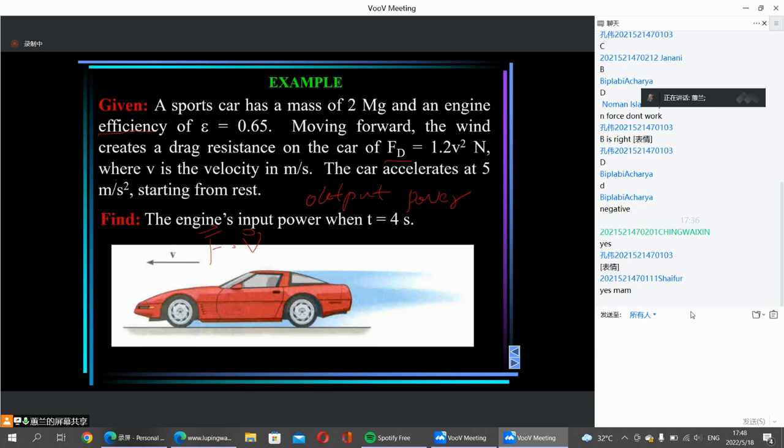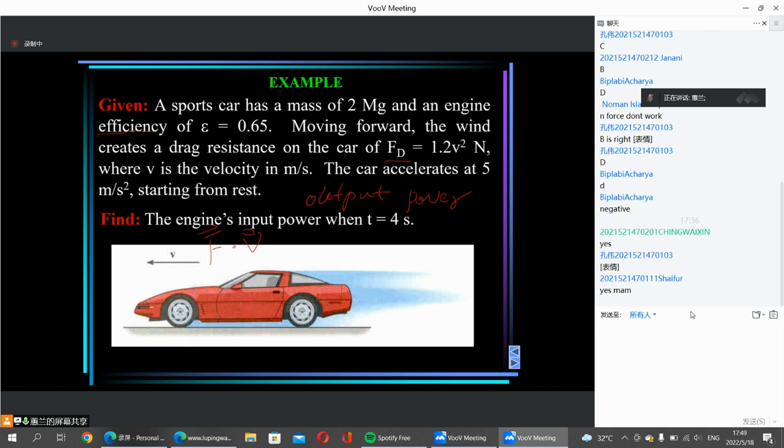And then we need to find out the F. So for the car, which force actually drives the car? Can you tell me which force is responsible for the car to move? The friction force between the tires and the ground. If there is no friction force, there will be no moving, right? If you drive the car on the ice, it's very difficult to move forward.